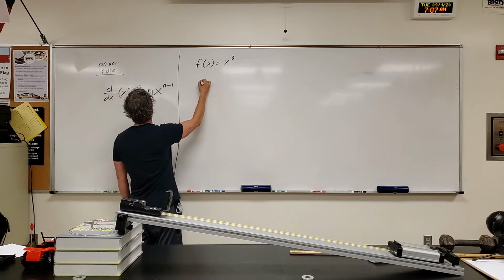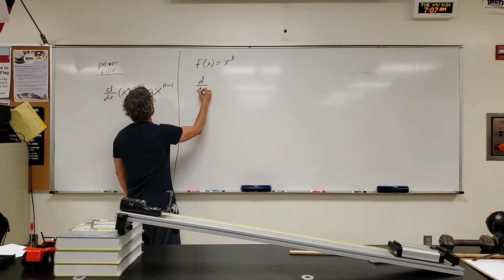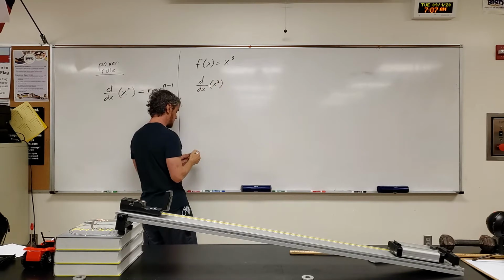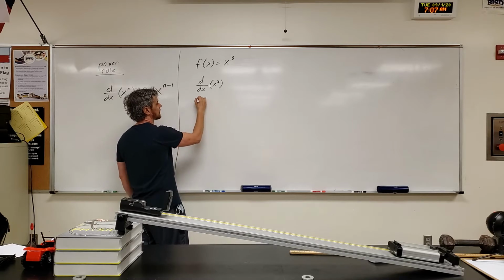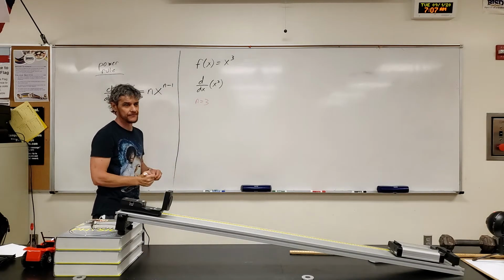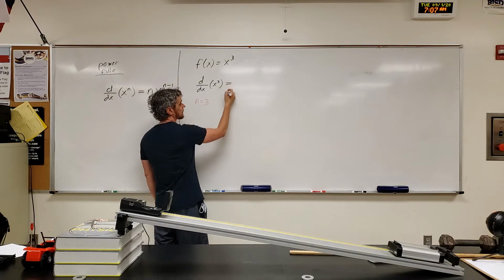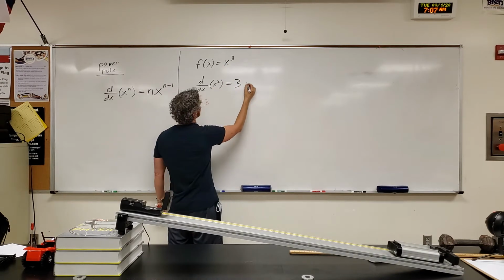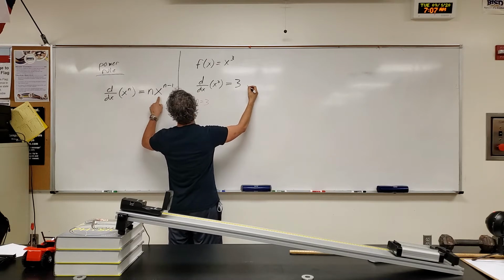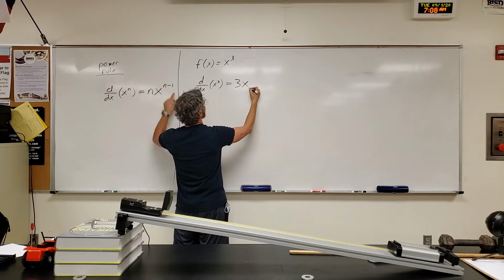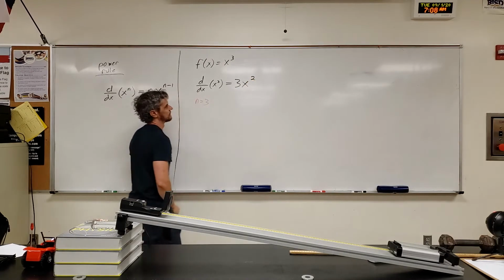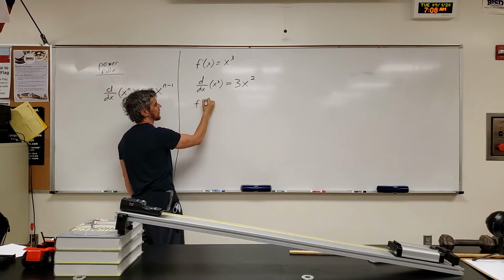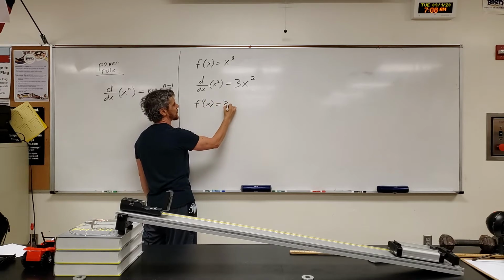So the derivative with respect to x of this function of x cubed, well, in this case, n equals 3, right? So I'm going to have the 3 come out into the front according to the power rule, and then I multiply that times x raised to the n minus 1 power, which is just going to be squared. Okay, so that's our derivative. So if f of x equals x cubed, f prime of x is going to be 3x squared.